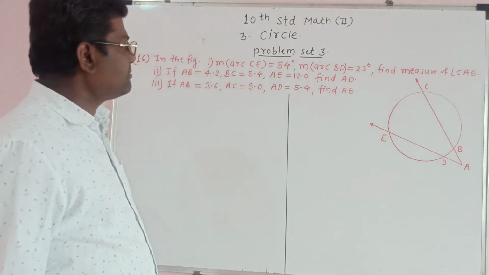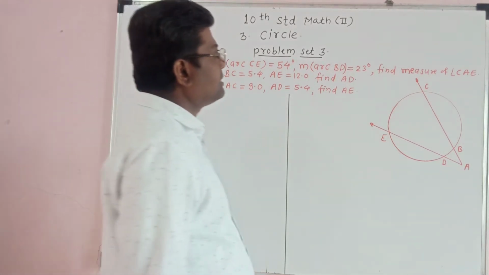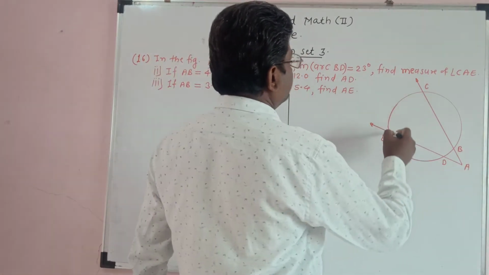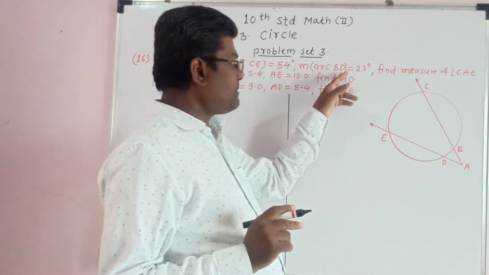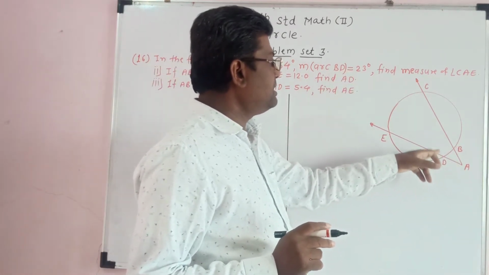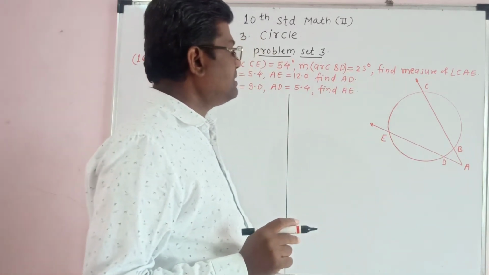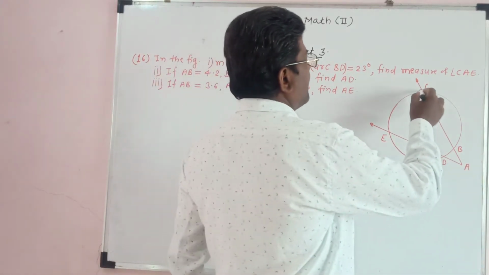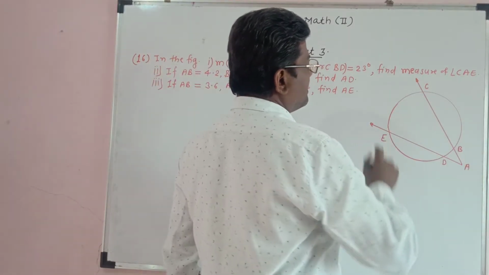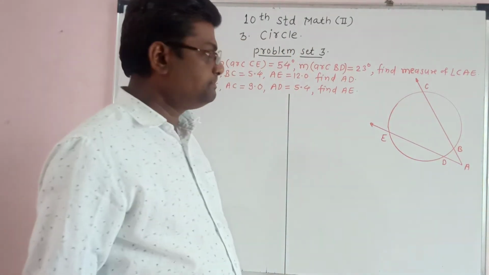In the figure, measure of arc CE is equal to 54 degrees, and measure of arc BD is 23 degrees. Find angle CAE. Now let's see.